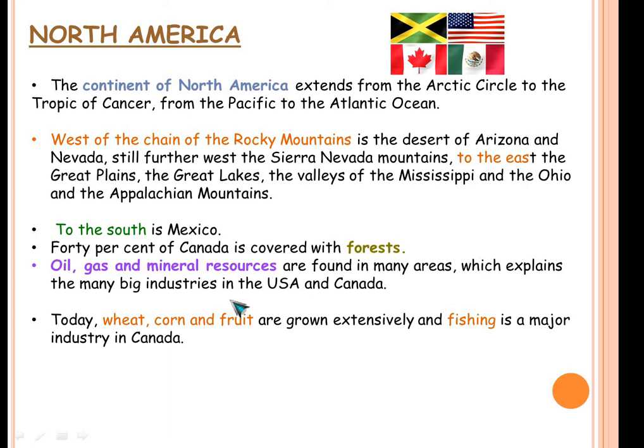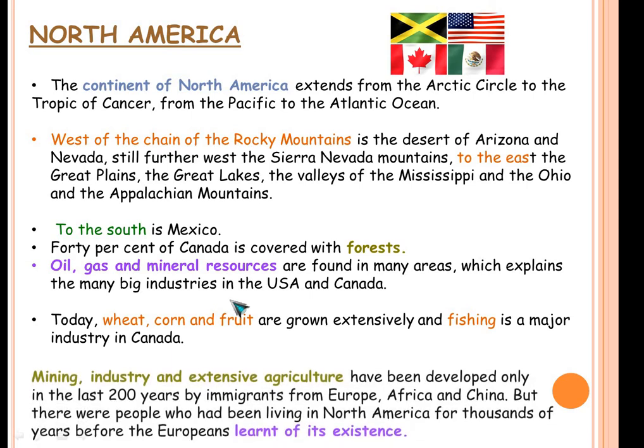Today what happens? Wheat, corn and fruit are grown extensively, and fishing is a major industry in Canada. They are able to grow all these things, and also fishing has become a major industry in Canada.